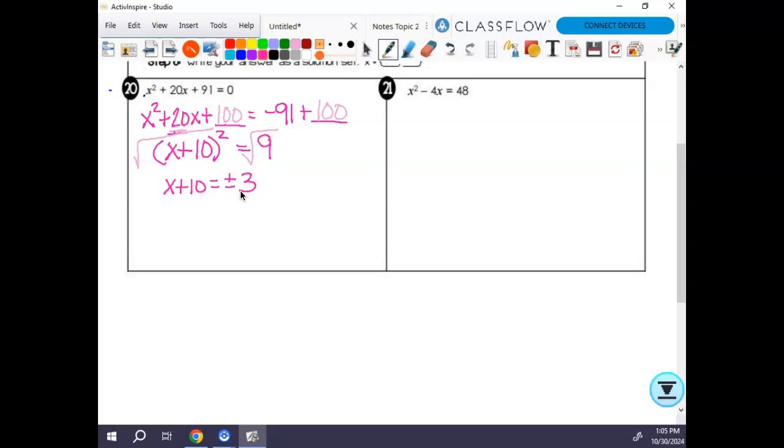Then I set up two little equations, because I'm going to have x plus 10 equals 3, and x plus 10 equals negative 3. So then when I subtract 10 from both sides here, I'm going to get x equals negative 7. And here I will get x equals negative 13. X equals negative 13 and negative 7.